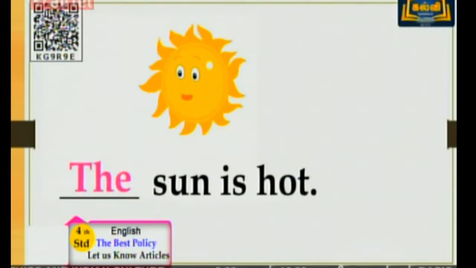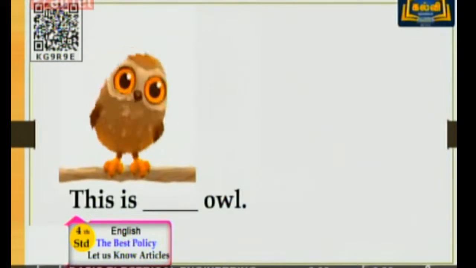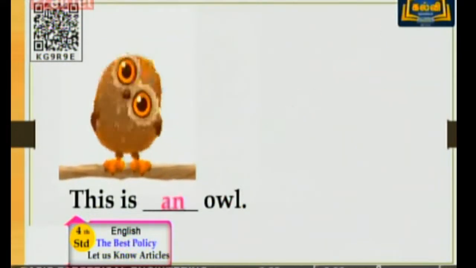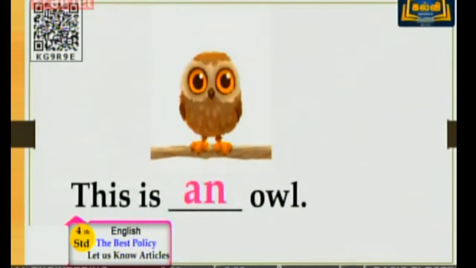What picture can you see there? You can see a very hot sun. The sun is hot. Next one. What is this? It is shaking his head all around. This is an owl.